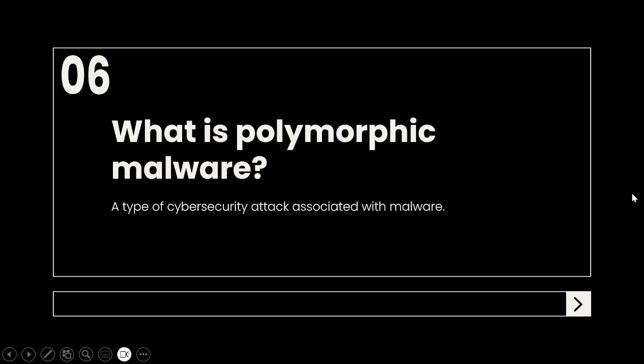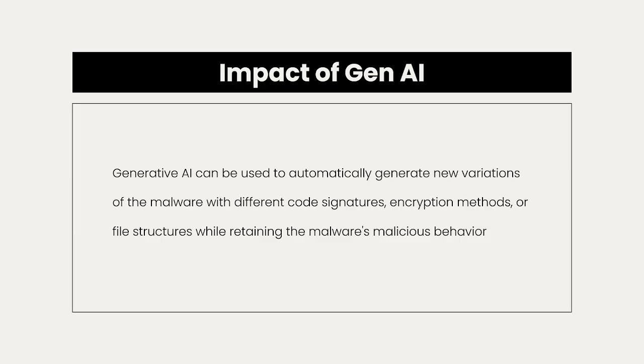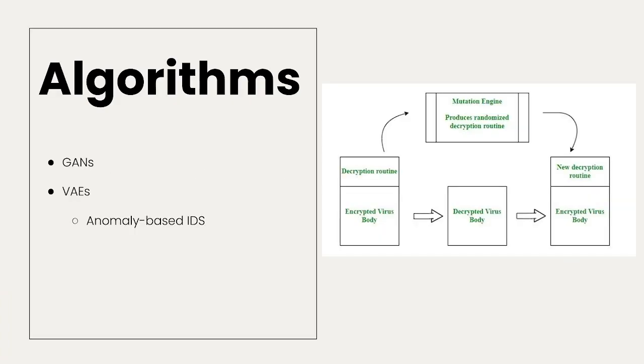So the last module we'll go over is polymorphic malware, and this is a type of cybersecurity attack associated with malware where it can mutate itself and make it much harder to mitigate with regular security systems. With generative AI, it can be used to automatically generate new variations of the malware with different code signatures, encryption methods, or file structures while retaining the malware's malicious behavior.